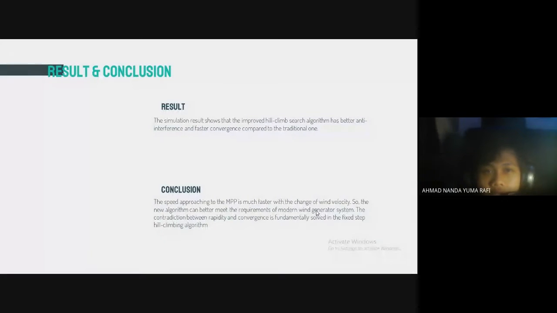And the result and the conclusion. For the result, the simulation results show that the improved hill climb search algorithm has better anti-interference and faster convergence compared to the traditional one. For the conclusion, the speed approaching the MPP is much faster with the change of wind velocity. So the new algorithm can better meet the requirements of modern wind generator systems. The contradiction between rapidity and convergence is fundamentally solved in the fixed step hill climbing algorithm.